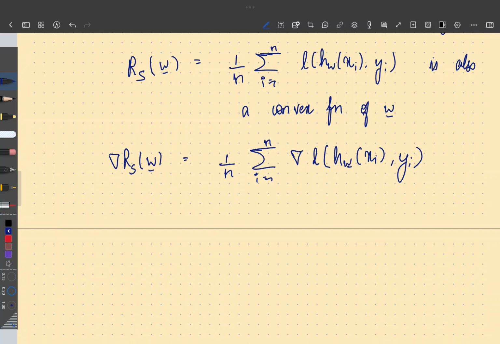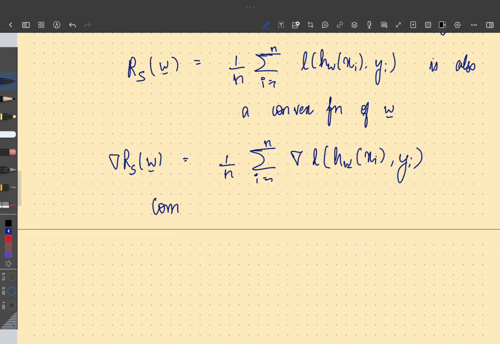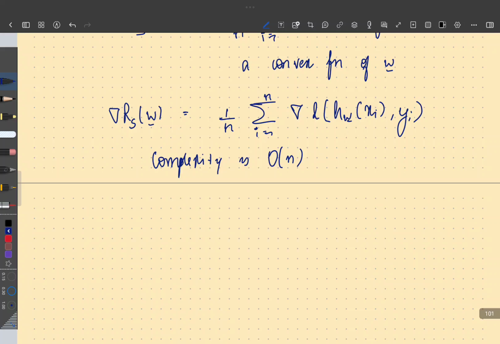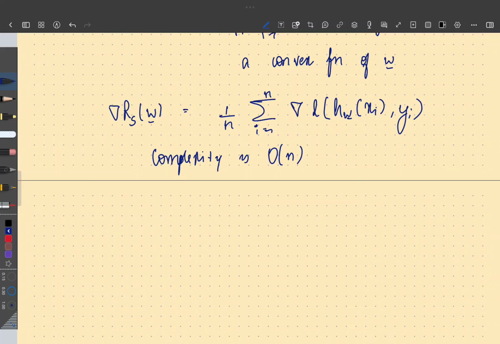All right. So for the empirical risk, to compute the gradient, you have to compute n different gradients. So the complexity is order n. Here I'm not really worrying about the complexity in terms of dimensionality. We are assuming that the number of data points is much more than the dimensions involved. Otherwise, the complexity of the dimensions automatically dominates. All right. So is there a way of reducing the complexity?